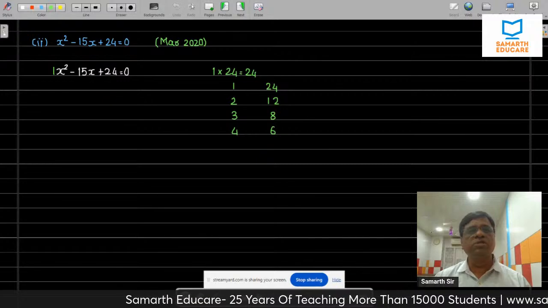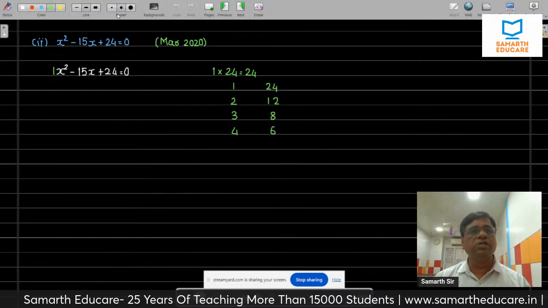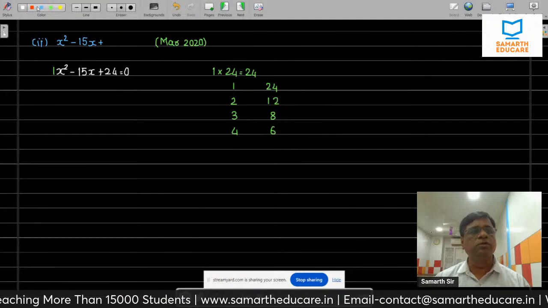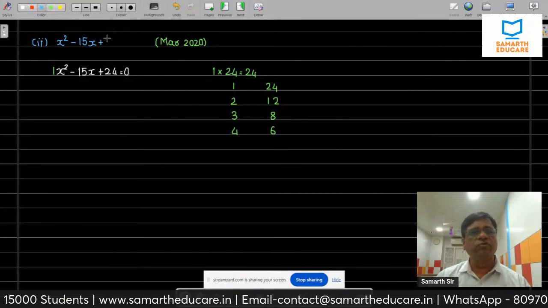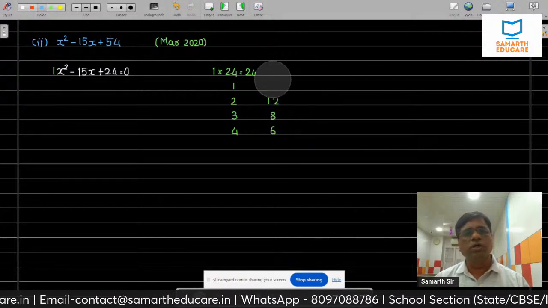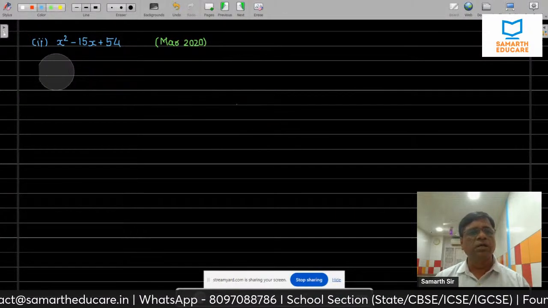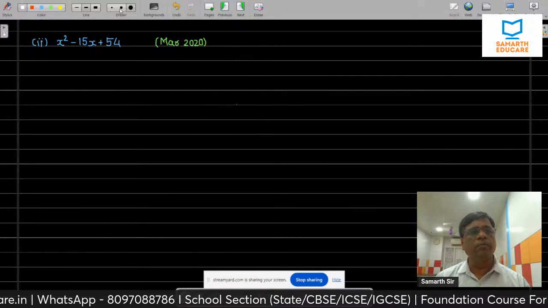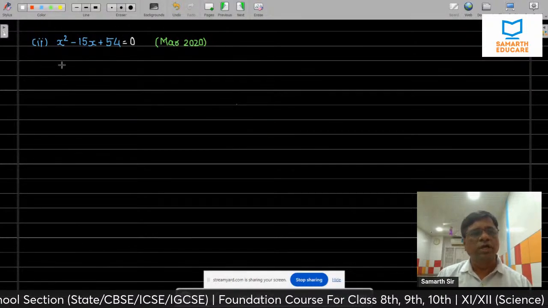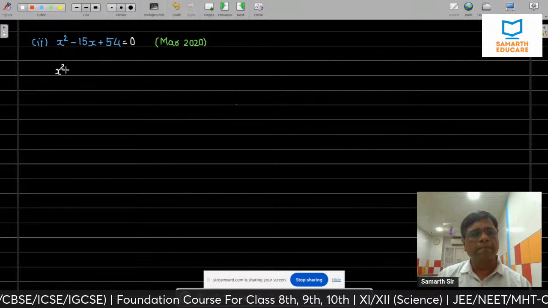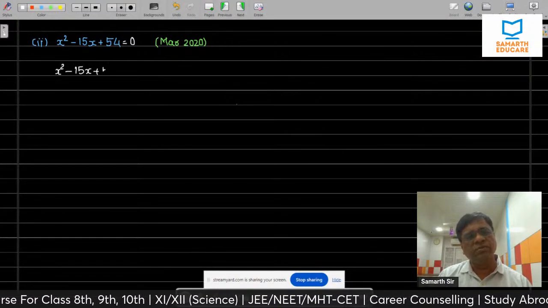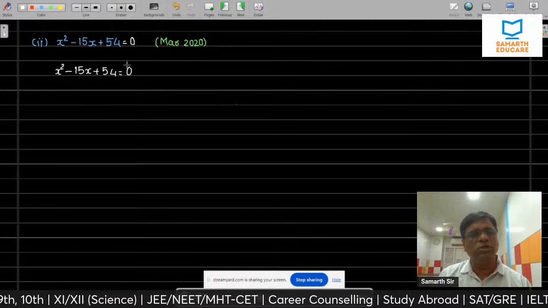So there was a small mistake over here. Let me make the correction. This was not minus 24, it was plus 54. Hence we were getting the wrong solution. So I'll take this out completely. Let us try now once again. Okay. So what is the question? This is the question. So x square minus 15x plus 54 is equal to 0.